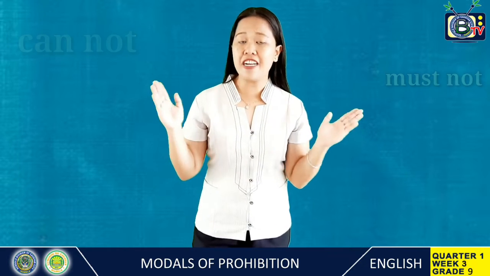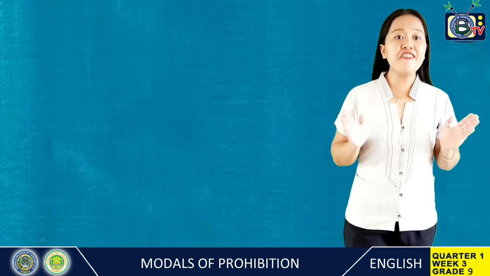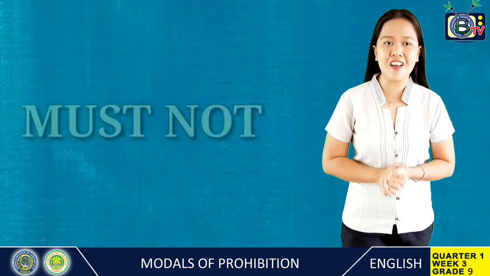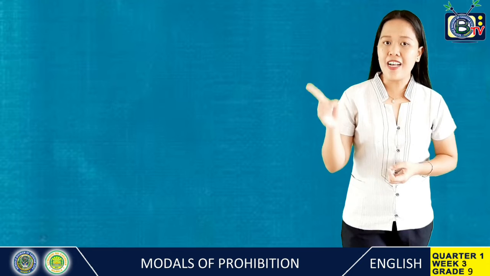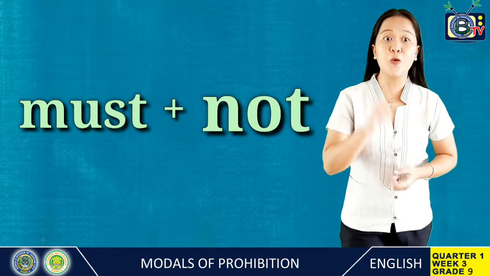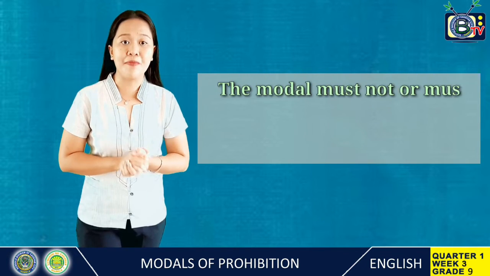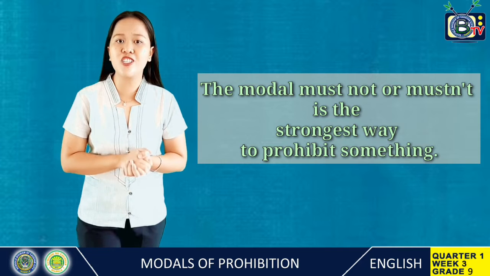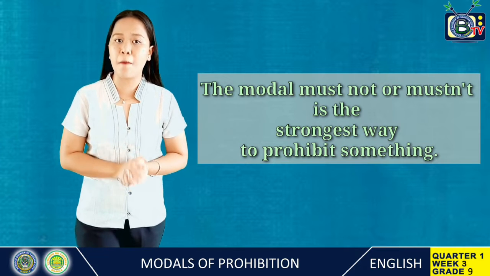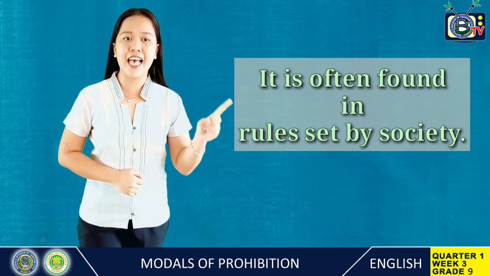What are the differences of these three modals? Let's discover. Let's have first the modal must not. Take note, must and not can be contracted and combined into one word to form mustn't. The modal must not or mustn't is the strongest way to prohibit something. It is often found in rules set by society.